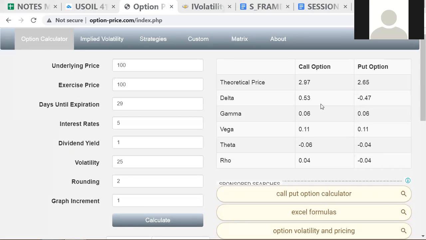Yeah, okay. So the point I was trying to mention is that, for instance, let's understand a little bit about what delta means. If you buy this call option, you have a delta position of 0.53, okay? In this case, you're long delta, a put option has short delta.